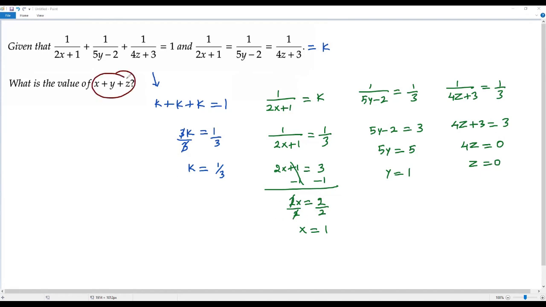Our aim is to get the value of the expression x + y + z. Okay, now let's get the value of the expression x + y + z. That is equal to, the value of x is 1. Let's plug in 1 for x. The value of y is 1, we got over here. Let's plug in 1 for y. The value of z is 0. Let's plug in 0 for z. Okay, here 1 + 1 is 2. 2 + 0 is 2. Therefore, the value of the expression x + y + z is 2.